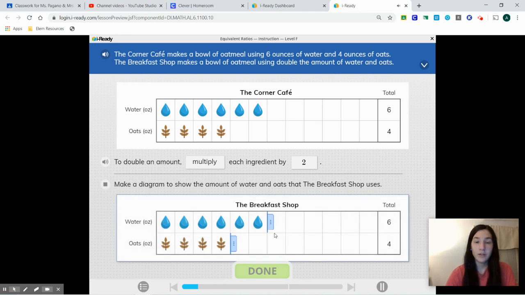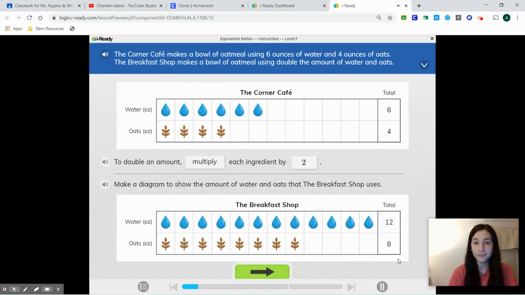Make a diagram to show the amount of water and oats that the breakfast shop uses. So we're going to do 6 times 2, which will give us 12. And then we're going to do 4 times 2, which will give us 8. Make sure your counters match, and then we can go on.